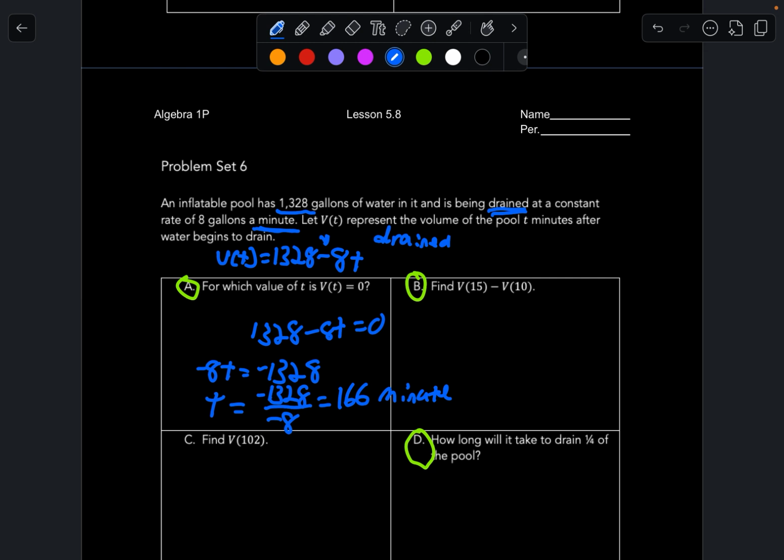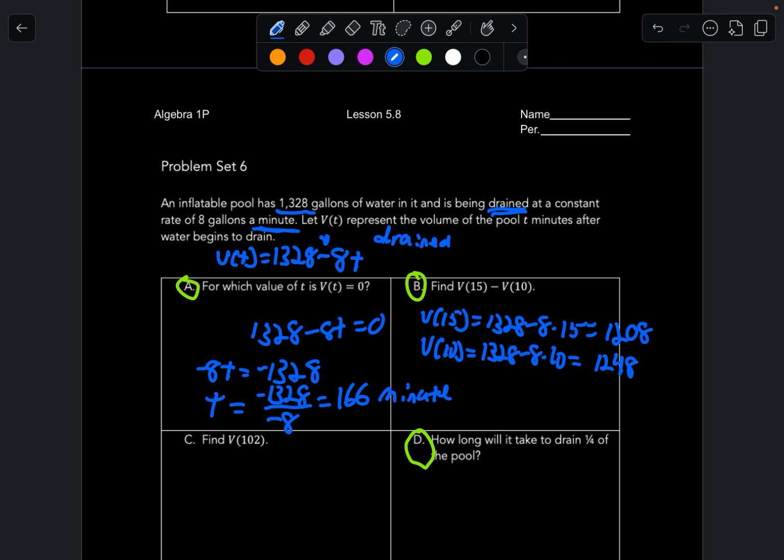So we can plug in V of 15. We can plug 15 into this and get 1328 minus 8 times 15 and throw that into our calculator. That gives us 1,208 gallons. And V of 10 is going to be 1328 minus 8 times 10, which is 1248.